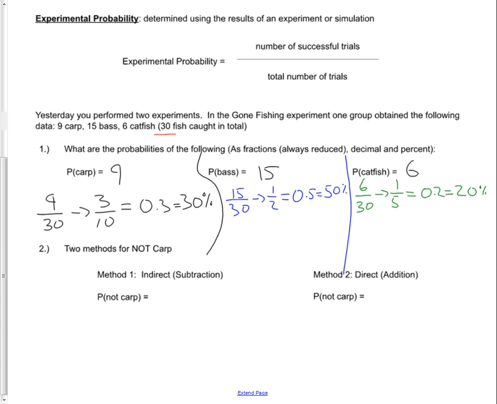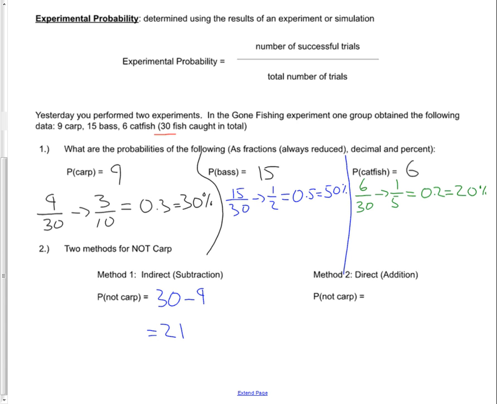Okay, so there are 2 different measures to figure out the probability of not getting carp. Okay, you can do indirect, which is subtraction. So if I want to figure out the probability of not getting a carp, I know that the total number is 30, and if I did not get carp, that means I want to subtract all my carp, and whatever's left is what I have. So I'm going to do 30 minus 9, and that's going to equal 21. Okay, so 21 of the fish that I caught were not carp.